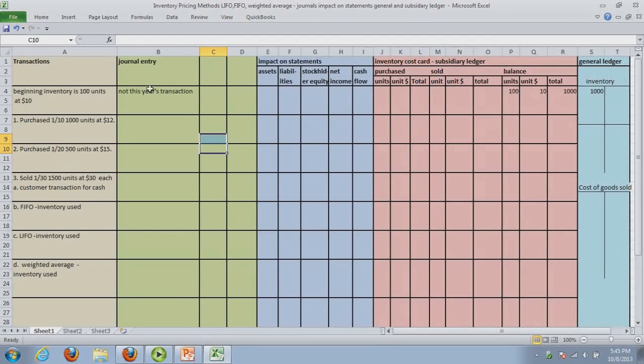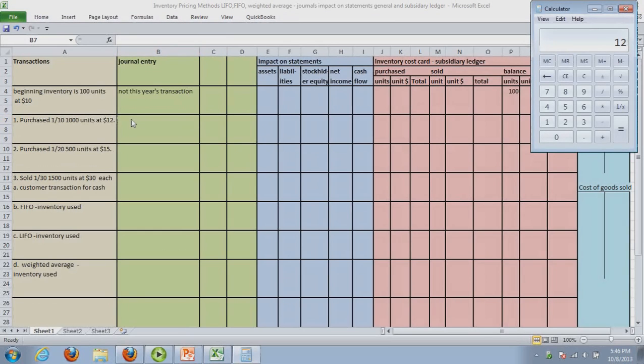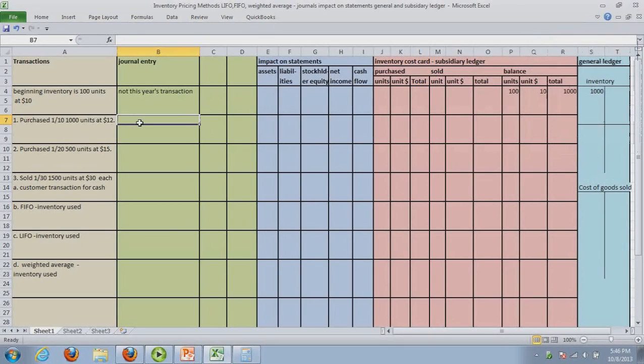So the first thing we're doing is buying units. This is all taking place in January. So 1,000 units at 12. I know you can do that. It should be $12,000. And we're going to assume that we're purchasing them for cash. So we're going to pick up inventory at 12, and then we're going to credit cash for 12.